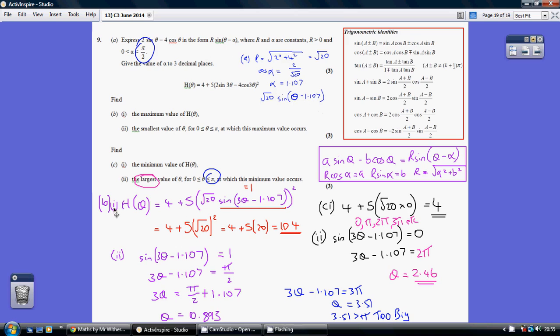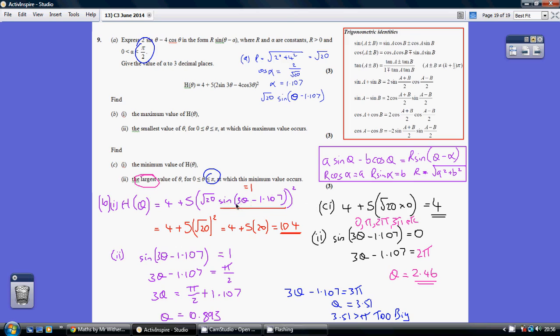Now for part B1, we need to work out the maximum value of the h function. Now we clearly need to recognize that the bracketed part is very similar to what we've used in part A, so we can replace the bracketed part with our R formula equivalent. So root 20 sin, well 3 theta now, not alpha, 3 theta, minus 1.107, all squared.